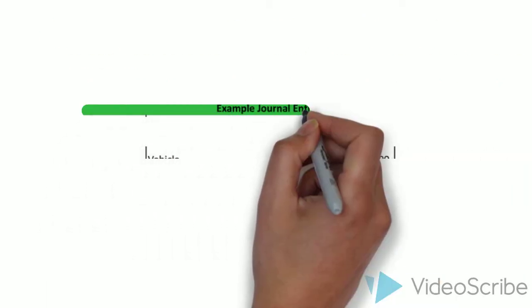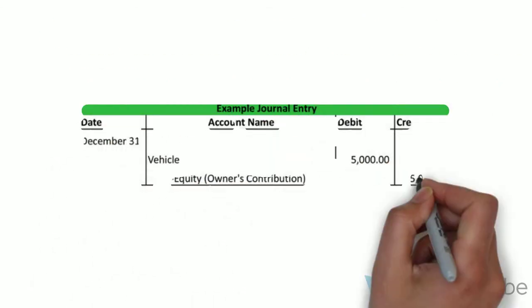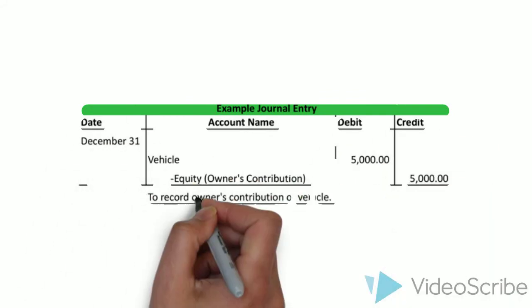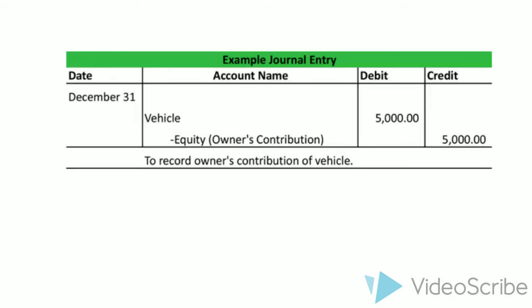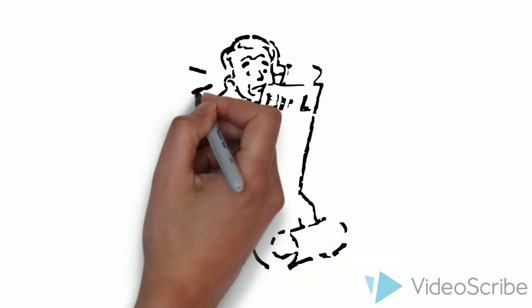The only way Zach can record the car in his business's financial statements is if he purchases the car and contributes it to the business. If only Zach went to his lecture.